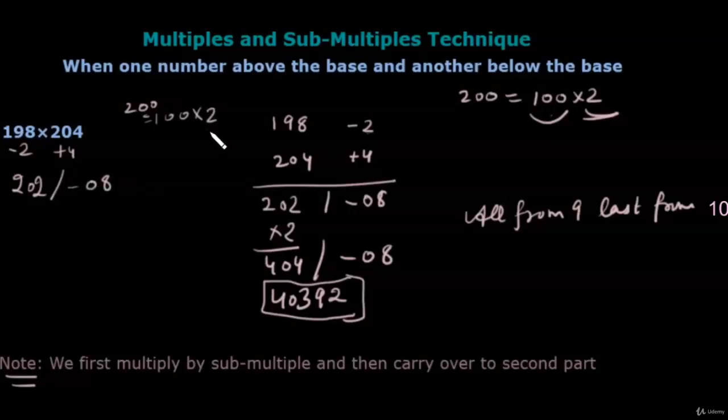There is a submultiple 2, so we will multiply this number by 2 first, or we will double this number. For the second part, first of all we will reduce this 4 by one number. This becomes 403 and we will use Nikhilam for this part. All from 9, last from 10. So 0 from 9 gives us 9 and 8 from 10 gives us 2. So this is the answer.